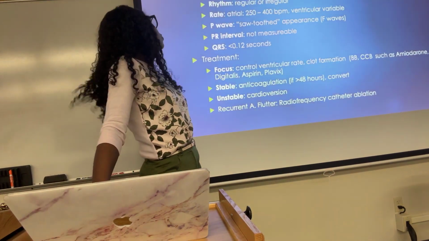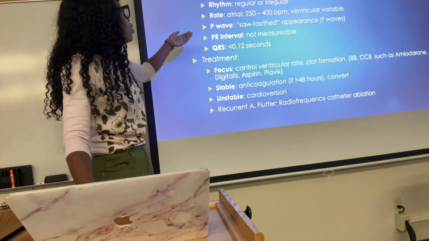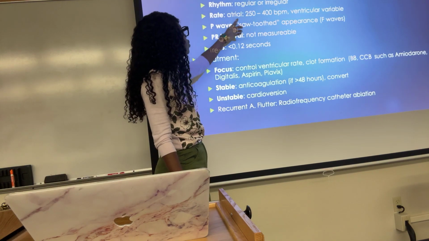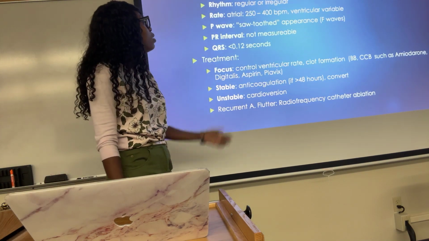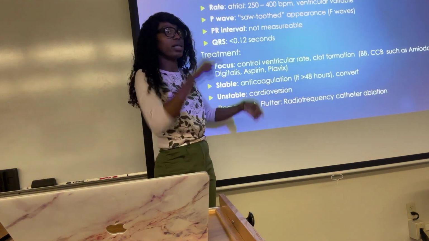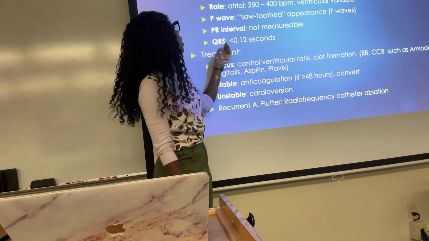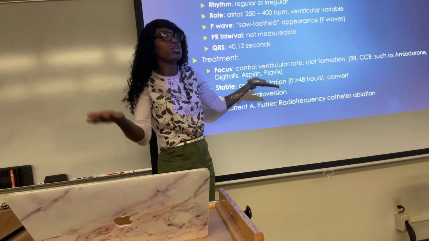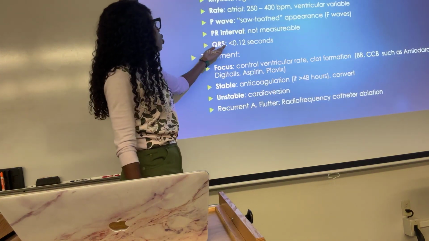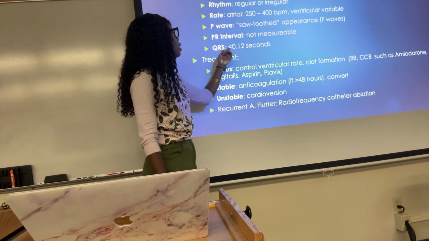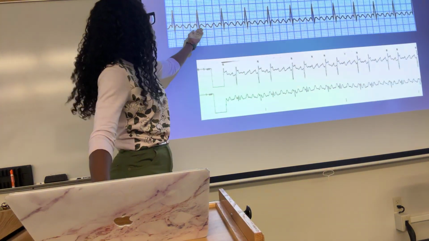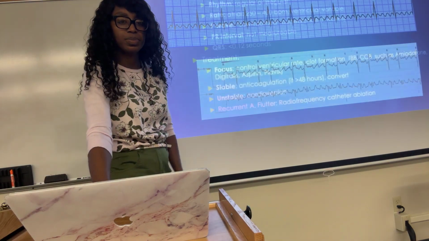So yes, atrial flutter, we have regular or irregular. We have atrial rate 250 to 400. P wave, sawtooth, that's another way they'll mention it. A sawtooth, like the jagged edge of a saw. The PR is not measurable because we can't really locate where the P starts, where the T starts, like Megan was saying. QRS, less than 12, nothing happened to the QRS. We still see it very clearly.